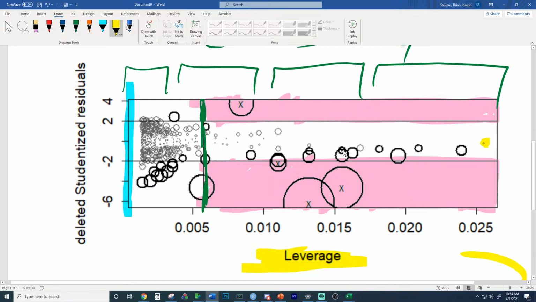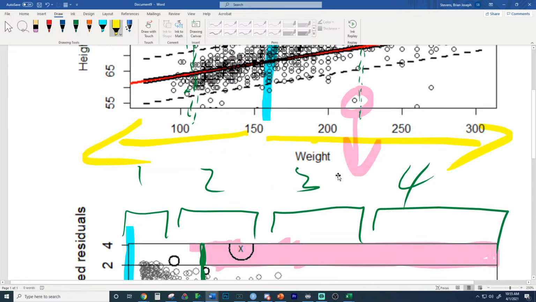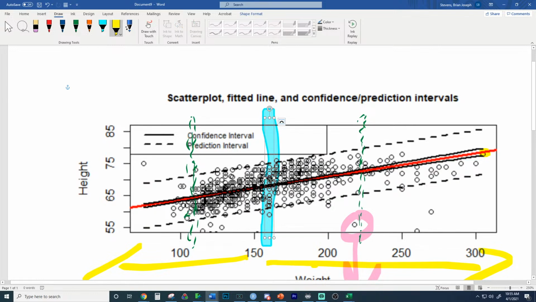But look at the circles as they get bigger as they go down further. They also have to be further out. Like this circle right here is very small. It has a large deleted studentized residual, but it doesn't have enough leverage. Leverage is the further you are away from the mean of the x's. This is where the mean of the x's is, and the further you are away from the mean of the x's, the more leverage you have.